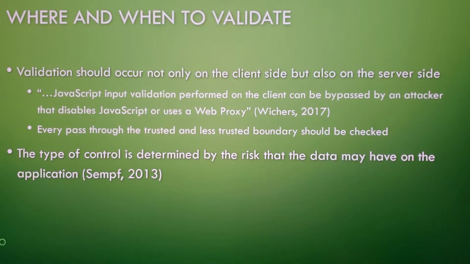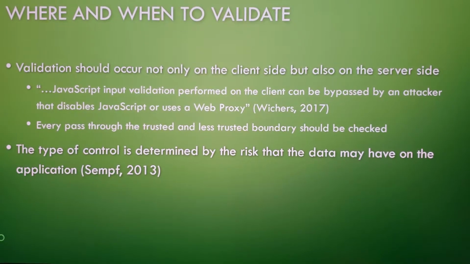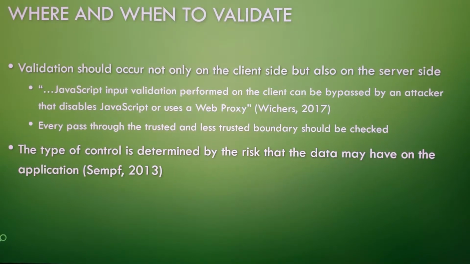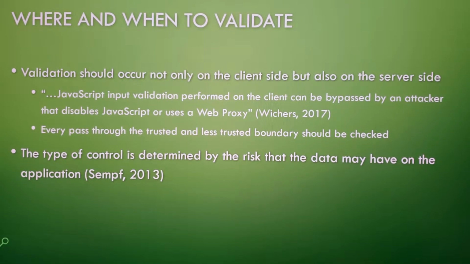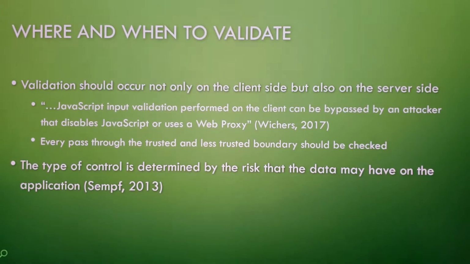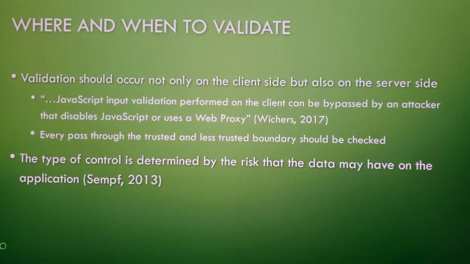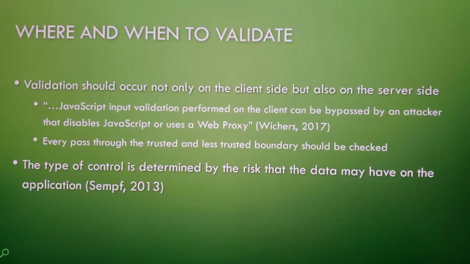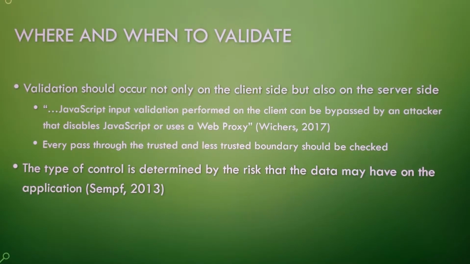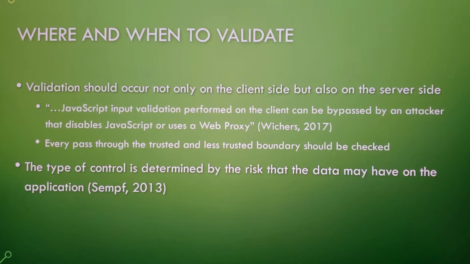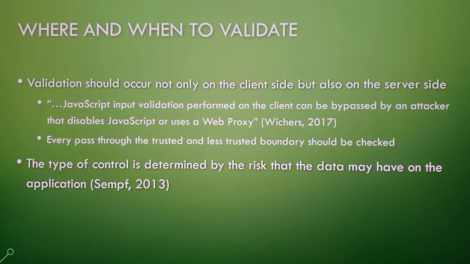Where and when to validate. Validation should occur not only on the client, but also on the server side. JavaScript input validation performed on the client can be bypassed by an attacker that disables JavaScript or uses a web proxy. Every pass through the trusted and less trusted boundary should be checked. And then the type of control is determined by the risk that the data may have on the application. So, if it's an area that has a high risk, then the type of control should be more restrictive to make sure that nothing inappropriate goes through.